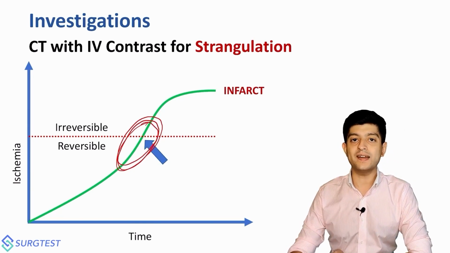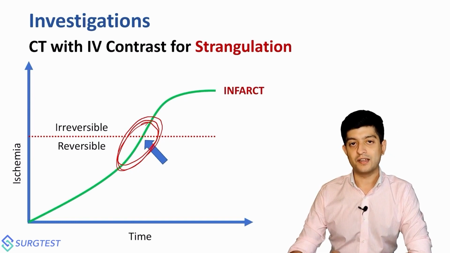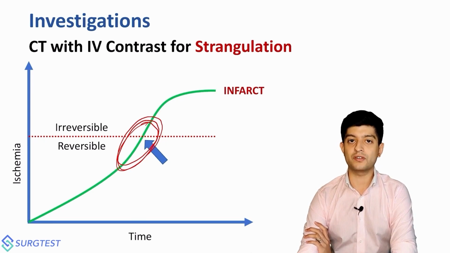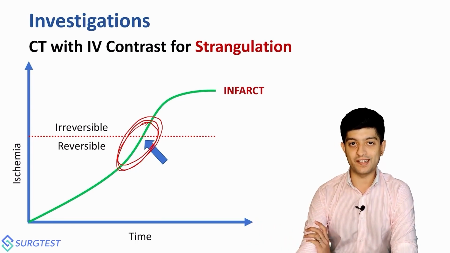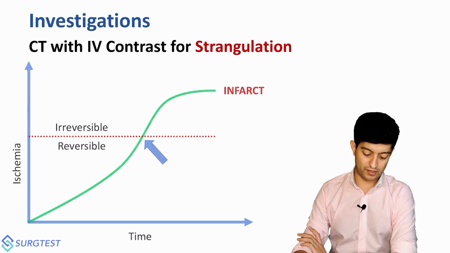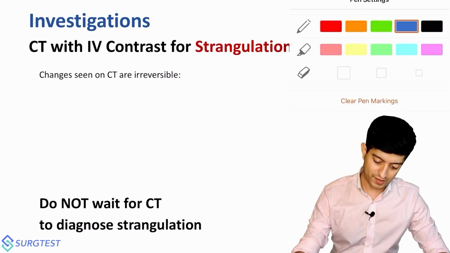You can see it is absolutely at the edge of when your reversible ischemia ends, which means that if you're having any doubt regarding the viability of the bowel and whether the patient is now having a strangulating obstruction, you can decide to go in for surgery just on the basis of your clinical judgment and the patient's graph of either improvement or deterioration. You don't necessarily have to subject the patient to a scan and then wait for the reporting to be able to make that decision. So changes seen on CT, which are the most common ones that we are looking at?